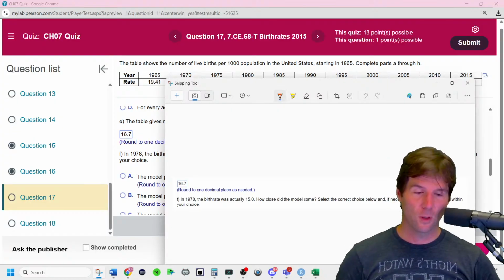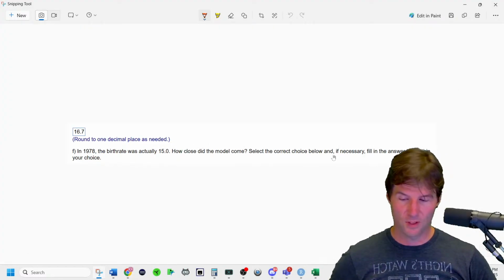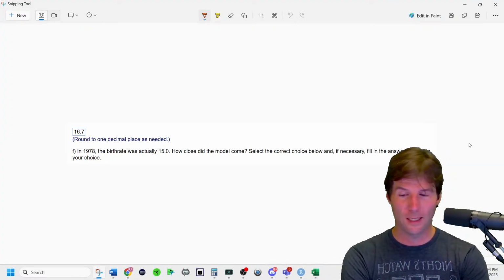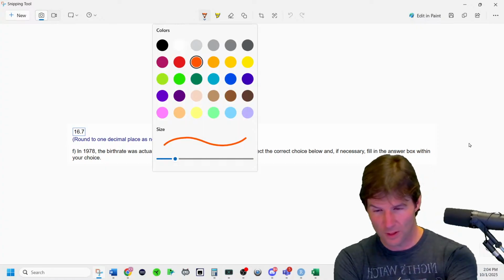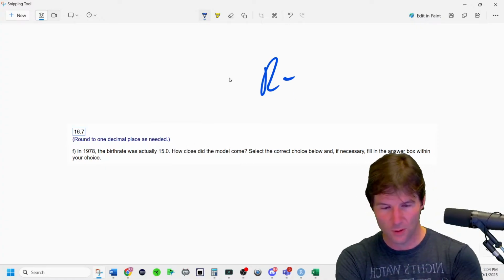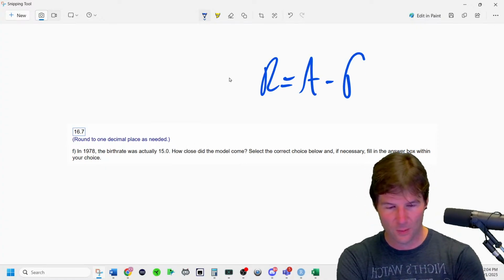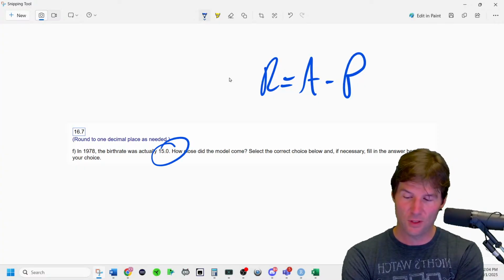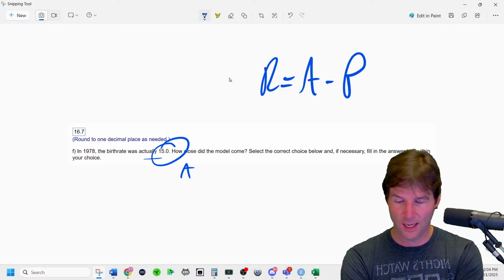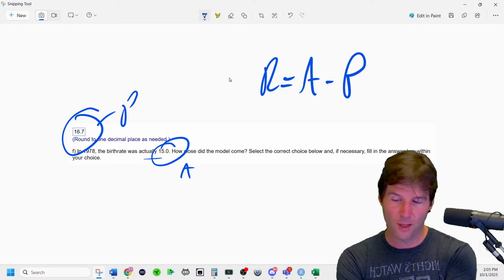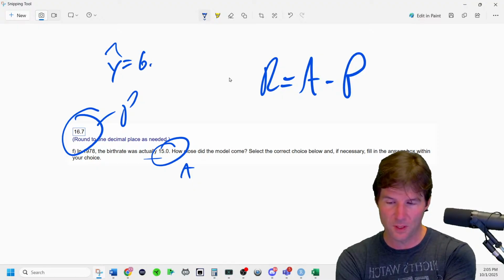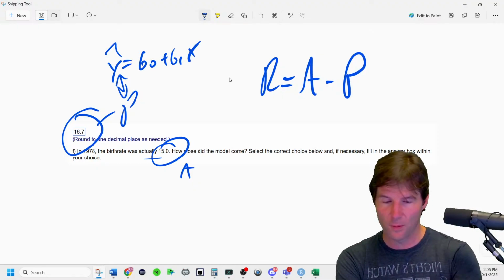You have to know the equation for a residual and how to get a residual. Residual is actual minus predicted. So a residual equals actual minus predicted. The actual is this. It even says actual right there. This is the prediction from the model, which came from y hat equals b0 plus b1x. And so that is the prediction from the model.